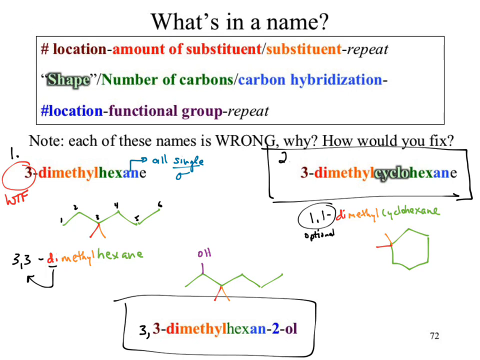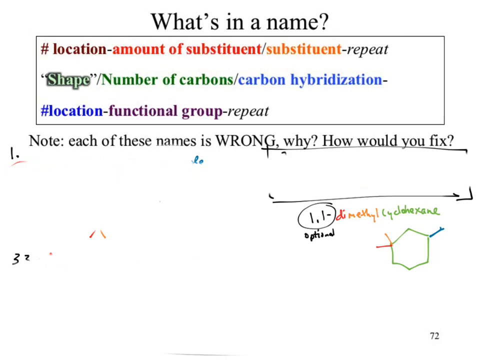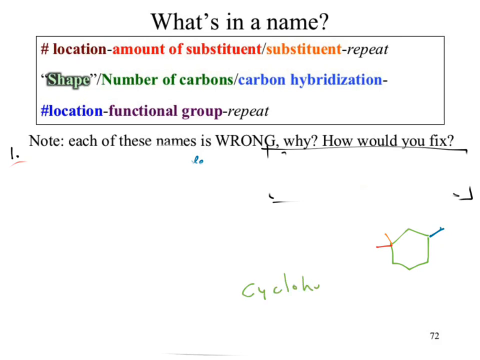Okay. If I added on another substituent, let's say I did this. Okay, so if we delete everything, everything's gone. See that new structure? How would I name that? Well, it is a cyclohexane.